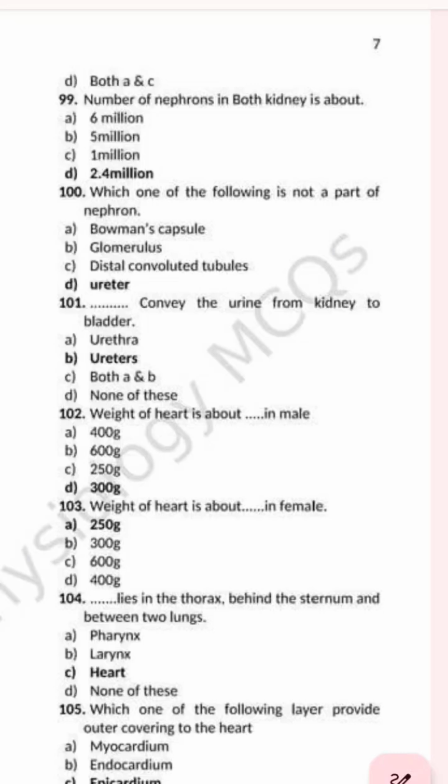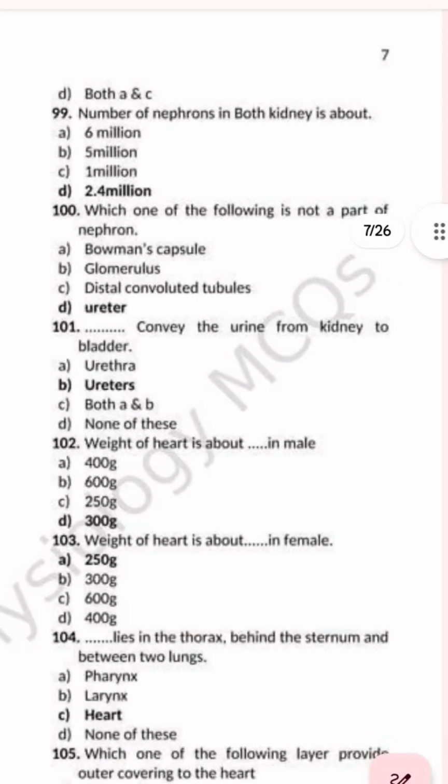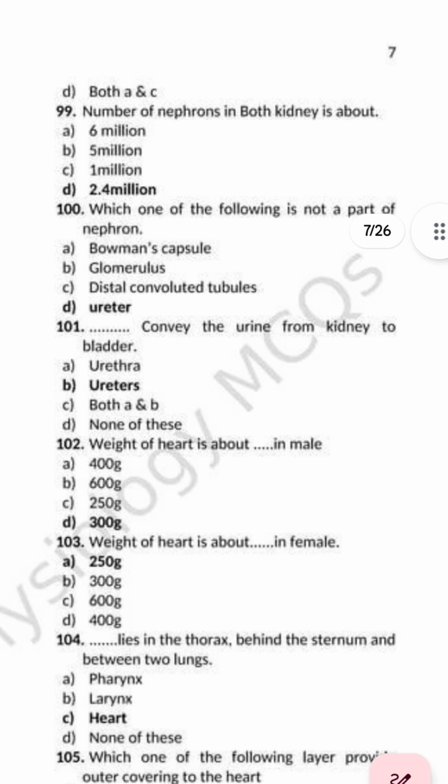So now we can discuss the next question of anatomy and physiology. In previous class we have discussed up to 100 questions. Now let us see the next question. Dash convey the urine from kidney to bladder. Urethra, ureter, both, none of this. The answer is ureter.